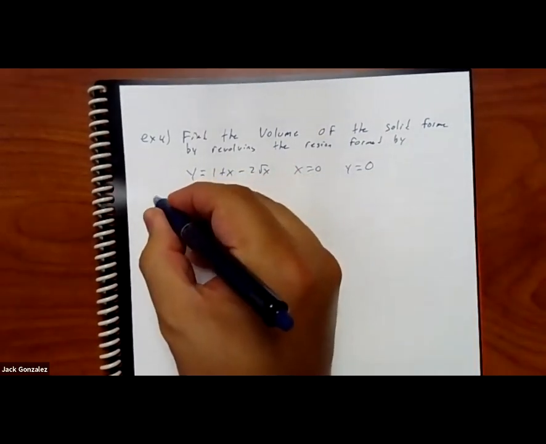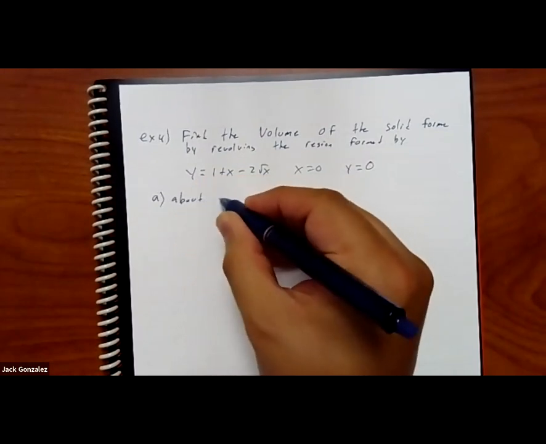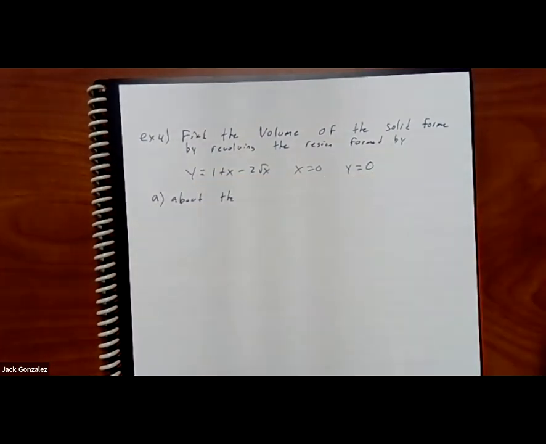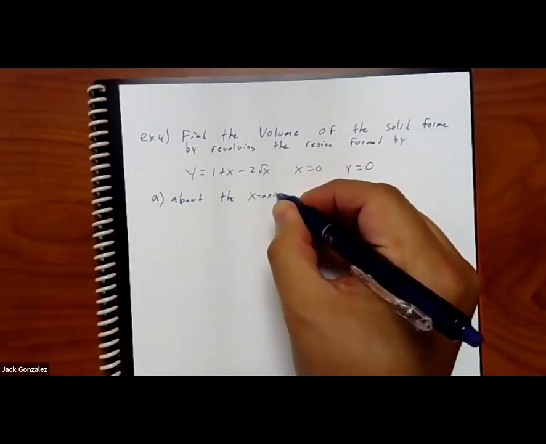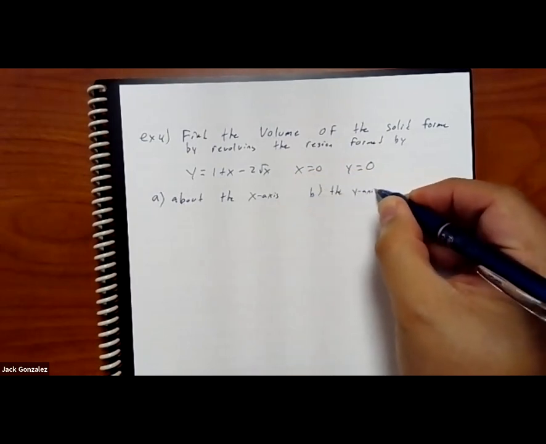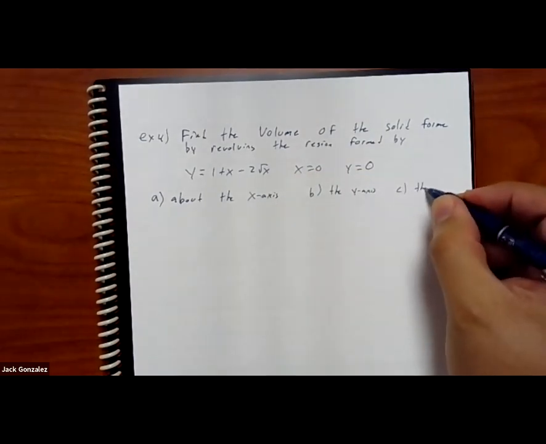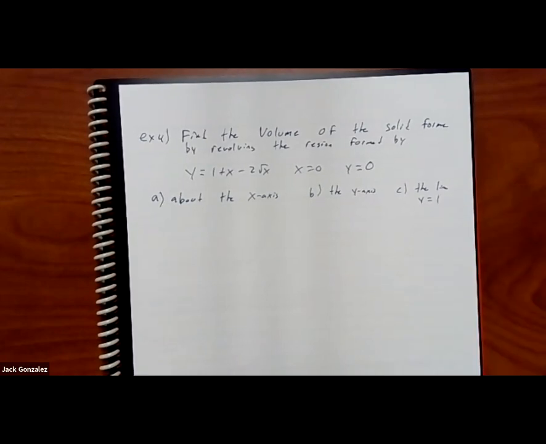So this is part A about, yeah, in this, let's just do different types of rotations and we will choose what method to use. That'll be up to us. The x-axis, B, the y-axis, C, the line y equals 1. So we have 3 different questions because we're going to be revolving this region here, here, and here.